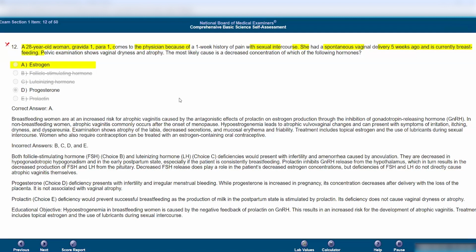Oh, this is very frustrating. I always get these switched. So it was asking, basically, this 20-year-old woman came in and she's having pain with sexual intercourse. She had a spontaneous vaginal delivery 5 weeks ago and is currently breastfeeding. It says vaginal dryness and atrophy. And it says which of the following is a decreased concentration of the following hormone.